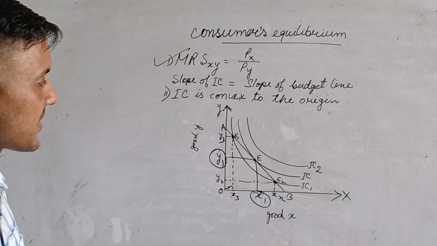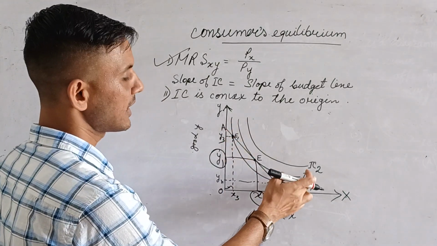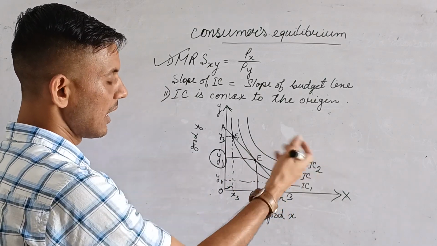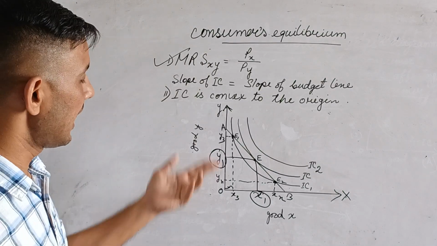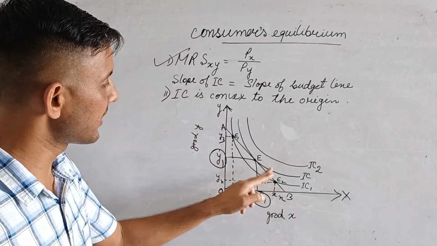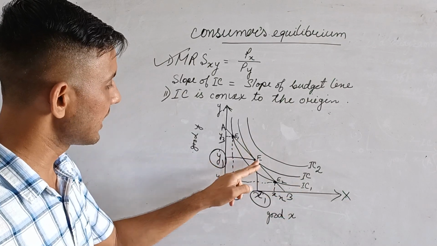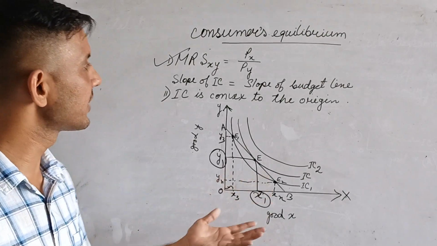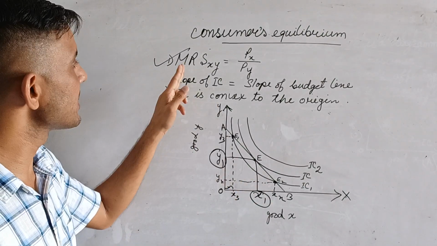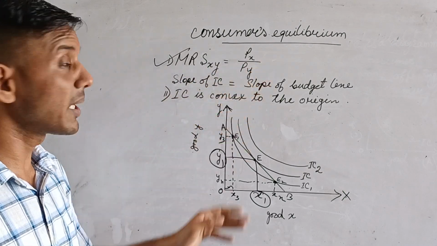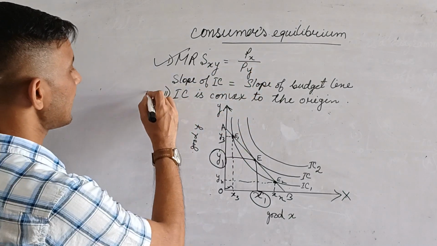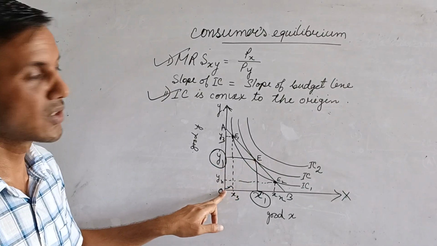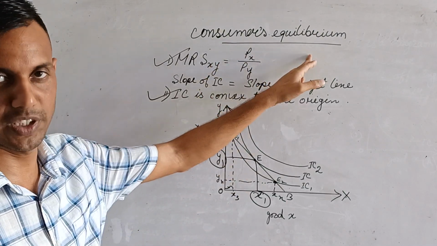Is it clear? First, I have drawn three indifference curves and one budget line. IC2 is beyond the budget line, so we will not discuss it. Then we saw that budget line AB intersects IC and IC1 at E, E2 and E1. According to the first condition, E, E1 and E2 are all consumer's equilibrium points because MRS xy is equal to Px by Py. But if you see the second condition, that IC is convex to the origin, then only E is convex to the origin. So E is the point of consumer's equilibrium.